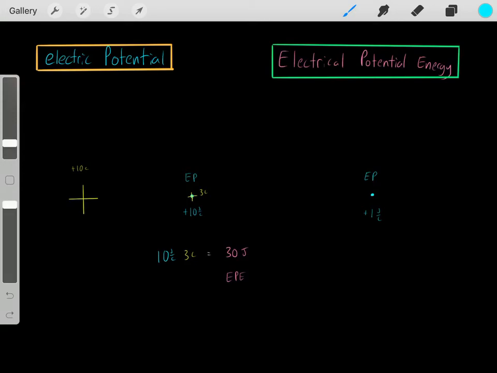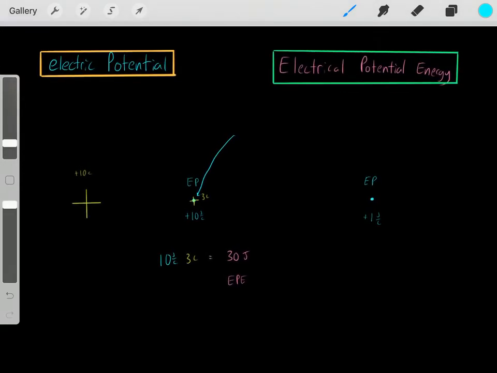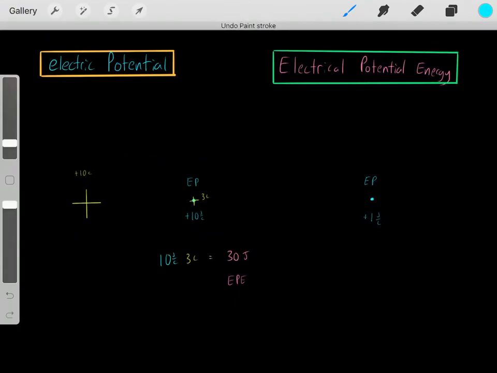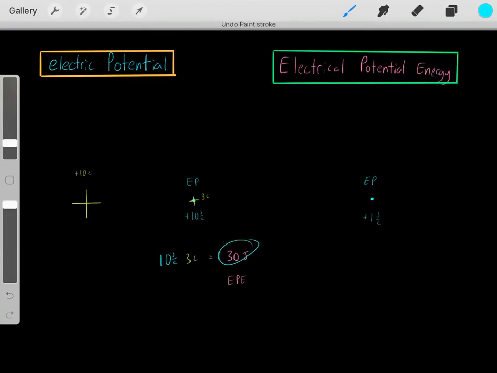If you know the electric potential in a particular region and you throw in a charged particle, now you have a system with energy. Exactly how much energy would we have if we had a positive 3 coulomb charge in a region of positive 10 joules per coulomb electric potential? Well, you simply just multiply them. We multiply them, the coulombs cancel, and now we have joules.